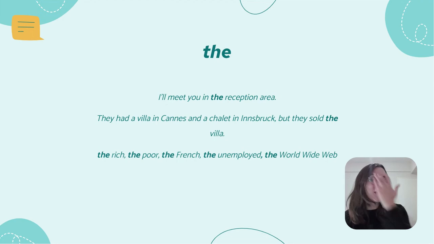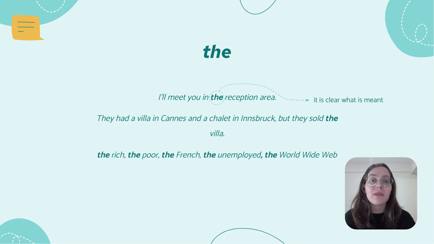So if we take a look at the first case, I'll meet you in the reception area. I'm talking about something clear, perhaps for you and I, and this sentence without its context doesn't mean anything. But if you're talking to a colleague and you mention the meeting room or the cafeteria or the parking lot, you and I, or you and your partner, would think of the same thing. So it is understood. It is clear.